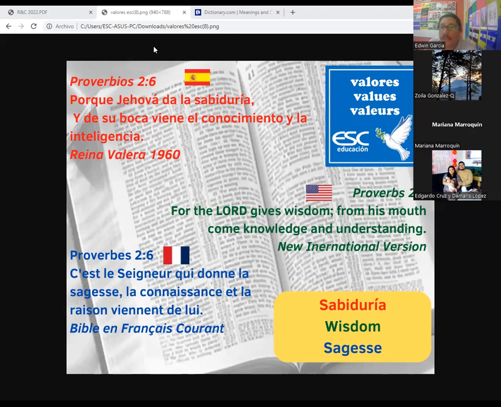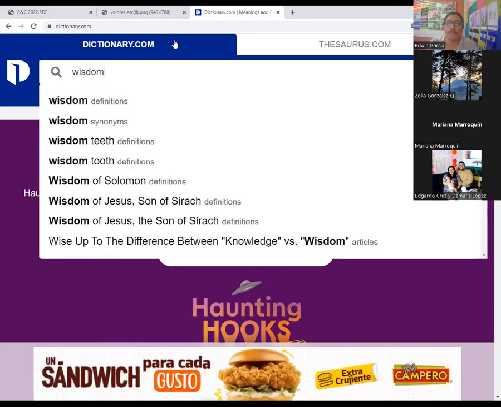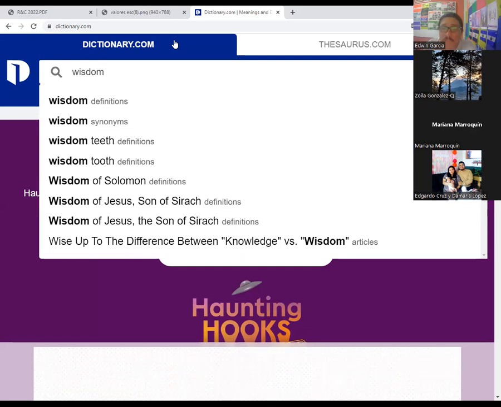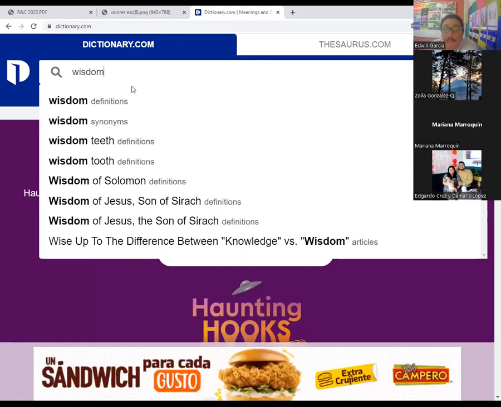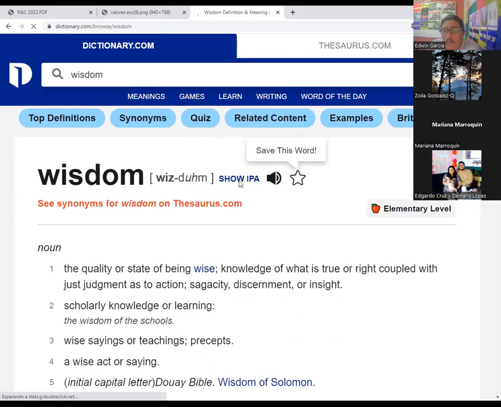Okay, for today, let's take a look at dictionary.com for the word wisdom. Here we go. Wisdom. We can use wisdom with some other words, but this time the most important thing is to see the definitions. According to dictionary.com, here we have wisdom. We are going to change to the IPA system, the International Phonetic Alphabet. And here we have one word.